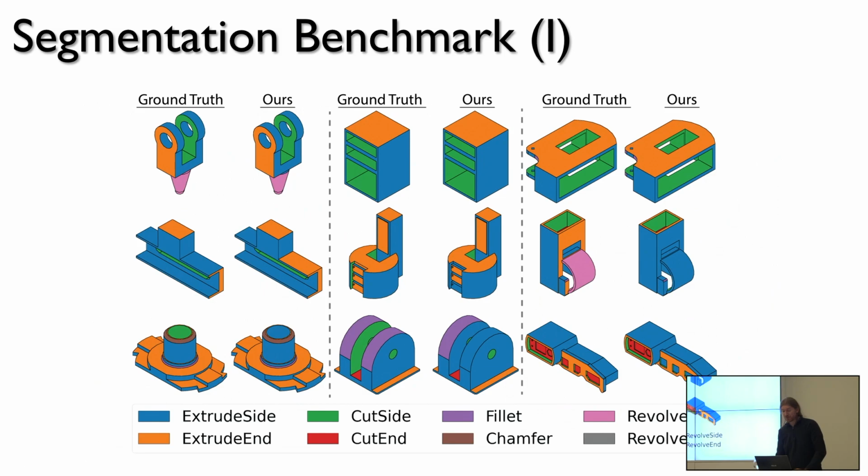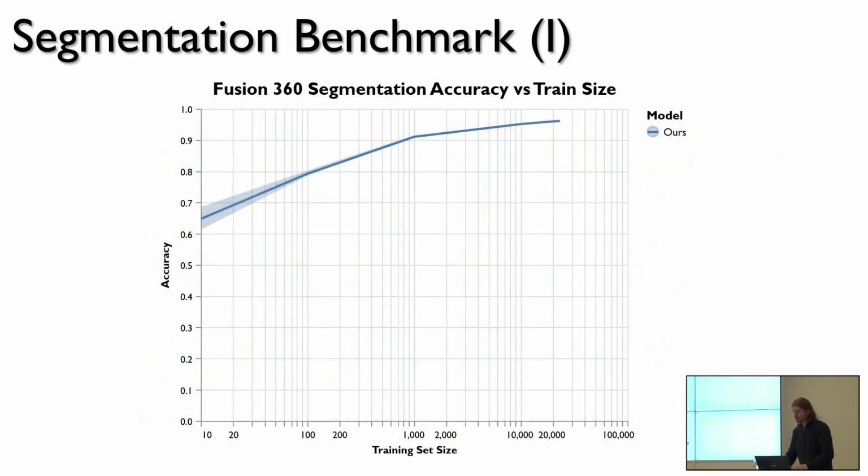So our system produces results that visually look almost perfect, but let's quantify that. We trained many instances of our network and several baselines using successively smaller and smaller training sets. What you're looking at here on the x-axis is training set size, from showing it only 10 examples to showing it 23,000 examples. And on the y-axis, you're seeing the segmentation accuracy. And that band is a confidence interval, so it shows how much dependence there is on what particular examples you're showing it.